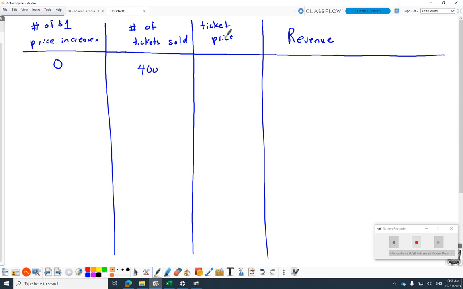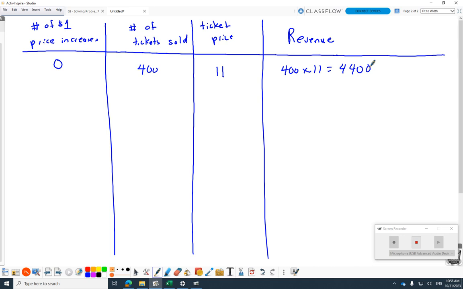If they don't increase the price at all, what's the ticket price? 11. So last year's revenue was 400 times 11. Last year they made $4,400. Here's the big question. Not 4440, 4,400. 400 times 11, 4,400. Maybe that's the best price. Maybe that makes them the most money.